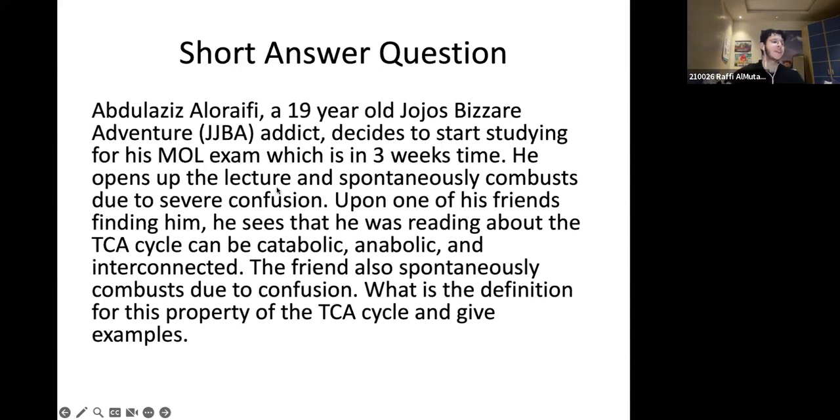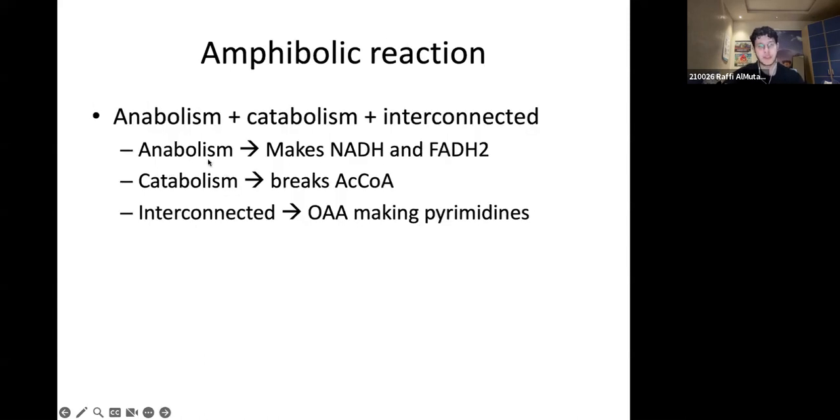And mashallah, very good. It's called amphibolic. For what is it? For this is anabolic, catabolic, and interconnected. For these are examples. For anabolism, making the electron carriers. Catabolism, breaking acetyl-CoA. Interconnected, oxaloacetate making pyrimidines, or anything we saw in that one blue circle.